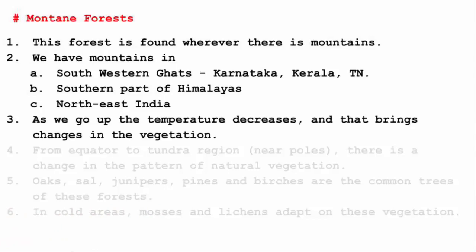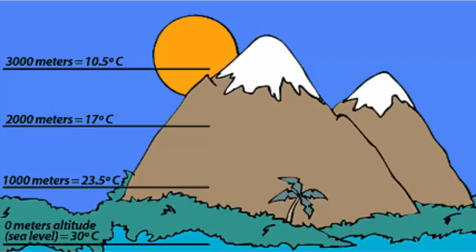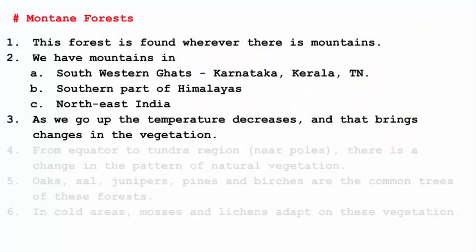Now here is a fact, as we go up in the air, the temperature decreases. Now having said that, the temperature of the mountainous region are much cooler than the plain areas. Therefore, with this change in the temperature, there will be a change in the vegetation as well. So the kind of trees that we see in tropical rainforest or tropical deciduous forests, they are totally different from the trees that are present in mountainous region.